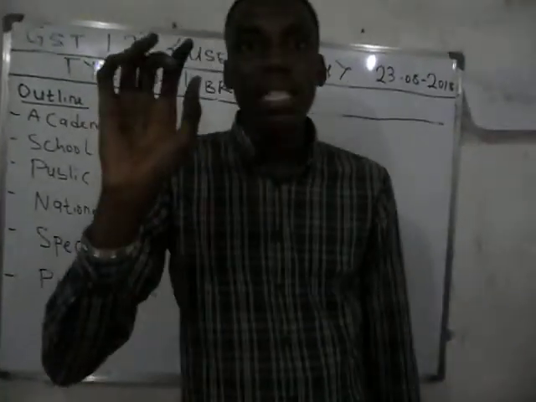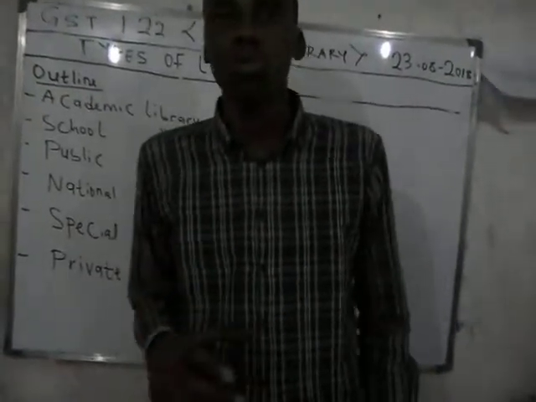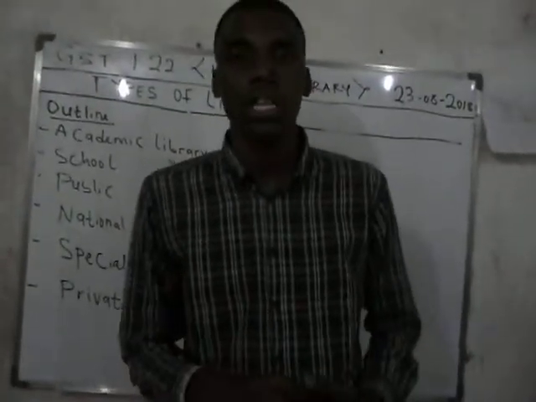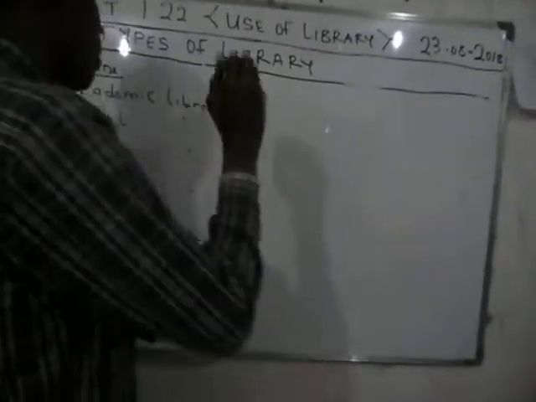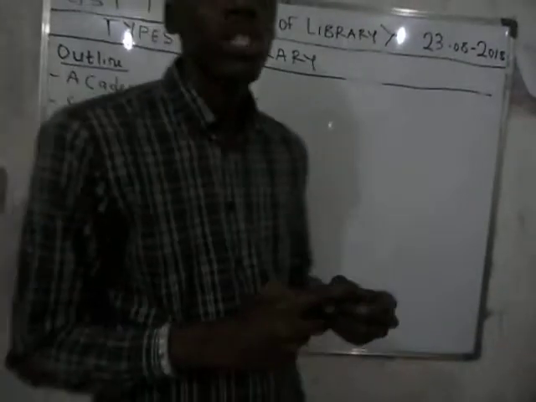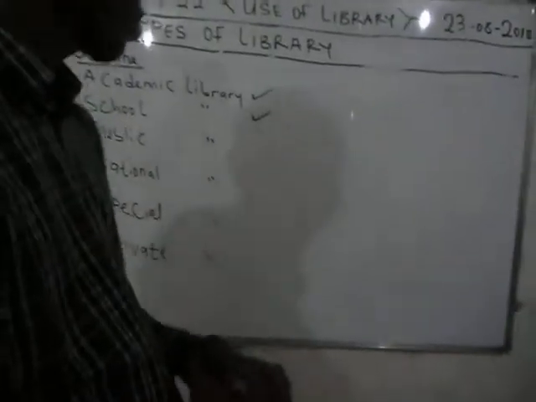And another limitation of the school library is that it cannot have any book outside the curriculum of what is to be taught to the pupils or the students, depending on the situation at hand. So that is what the school library is all about. And remember, the school library is situated in primary and secondary schools. The third type of library we're going to talk about is the public library.